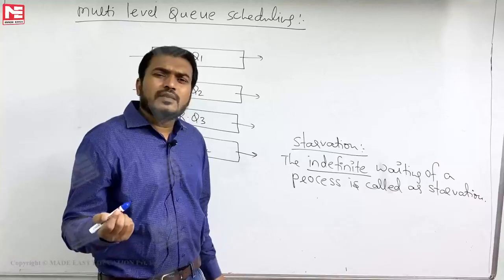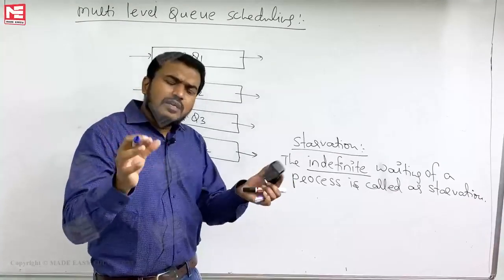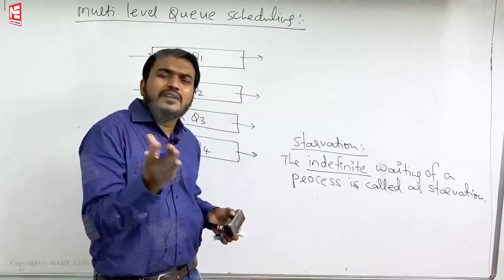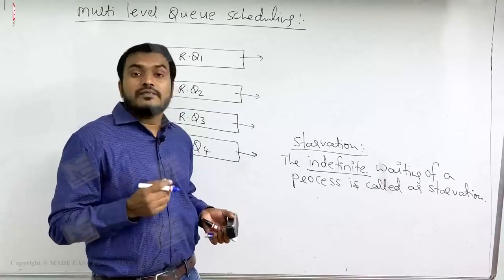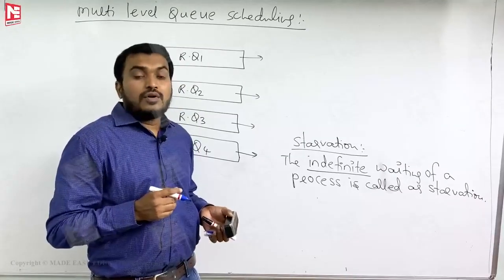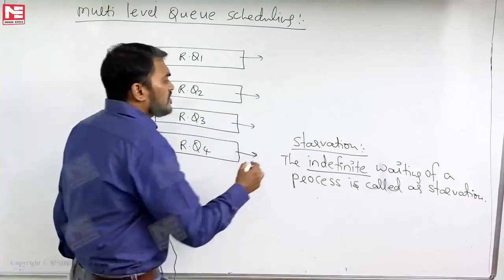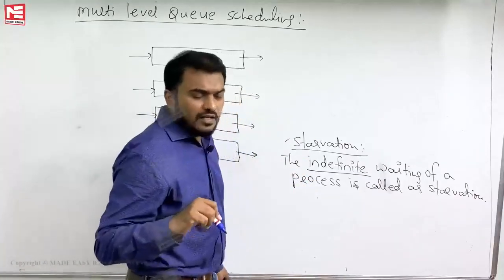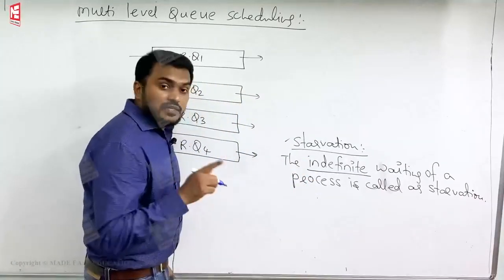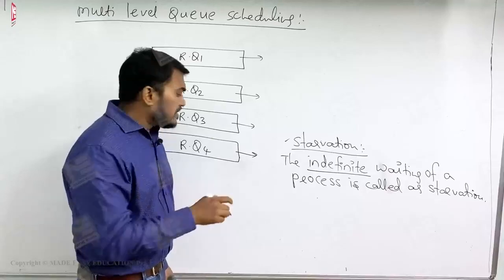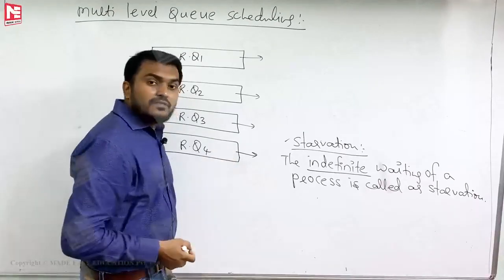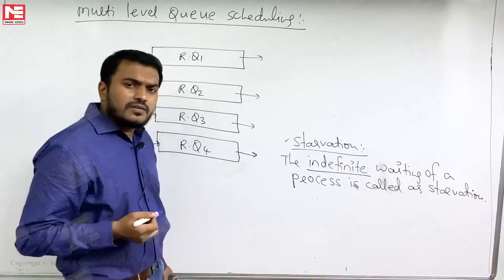So indefinite means you don't have any specific number. It keeps on waiting, keeps on waiting. That is called indefinite waiting. Now, how is starvation going to occur? What did we write in the last point? The processes which are placed in the bottom level queue will suffer from what? Starvation. So how are they going to suffer from starvation?